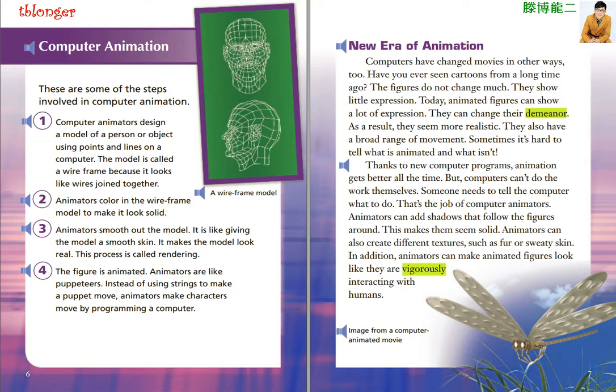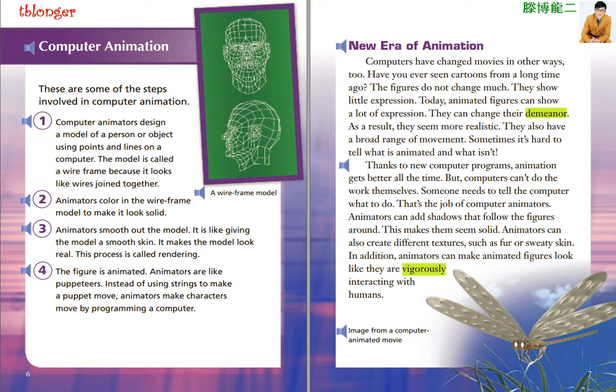Four, the figure is animated. Animators are like puppeteers. Instead of using strings to make a puppet move, animators make characters move by programming a computer. A wireframe model.